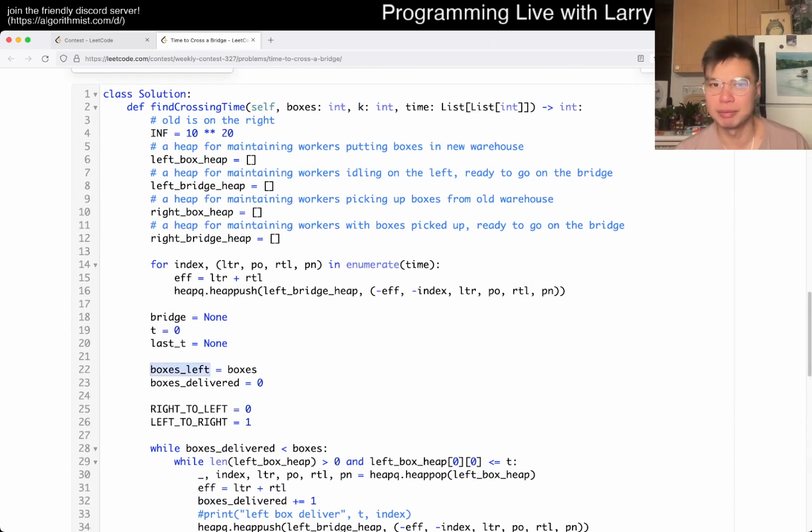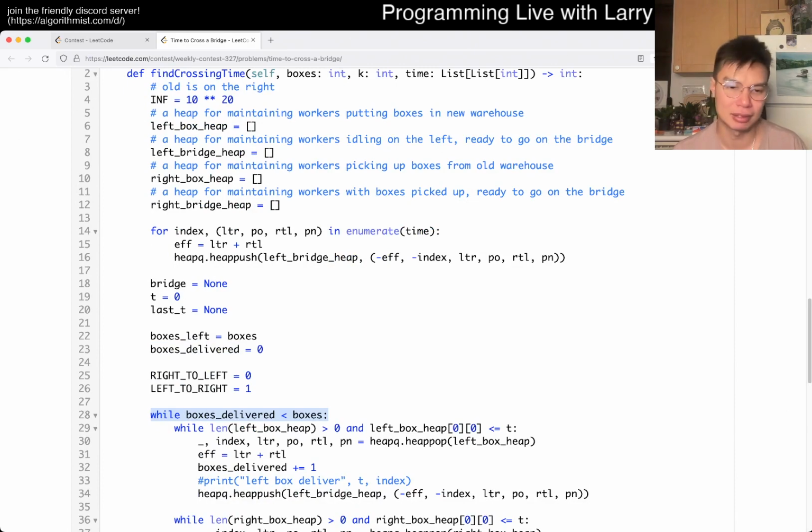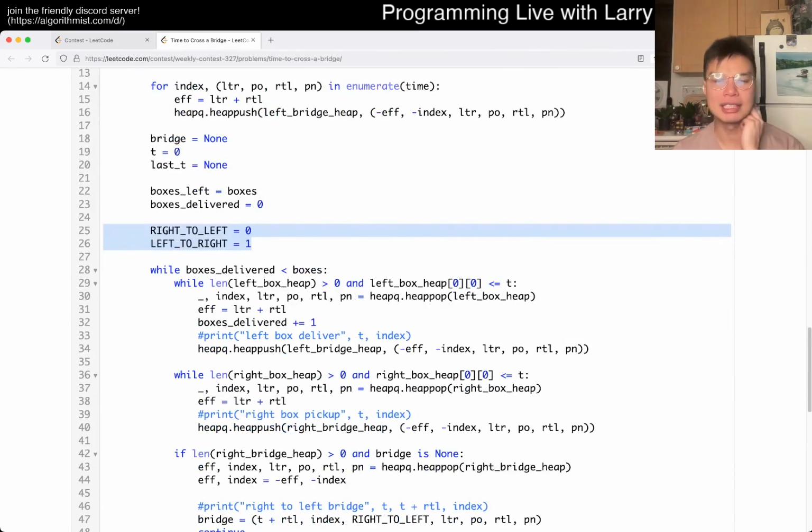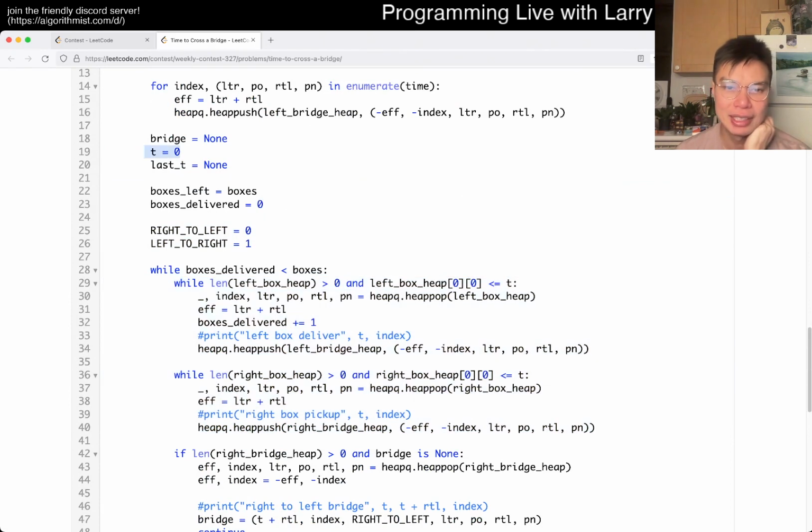So boxes left is how many boxes are left to pick up, and then these are boxes that are delivered. And of course we end when boxes delivered is less than boxes. I have some enums here, but basically these two are saying, okay, the current time is t, right? These two are saying, are the idle people ready, did the worker finish delivering the box? And if they did, then they could get on the queue to get on the bridge, right? And this is the same on the right side. If they finish picking up their boxes, then they could get on the queue to go on the bridge to go on the left.